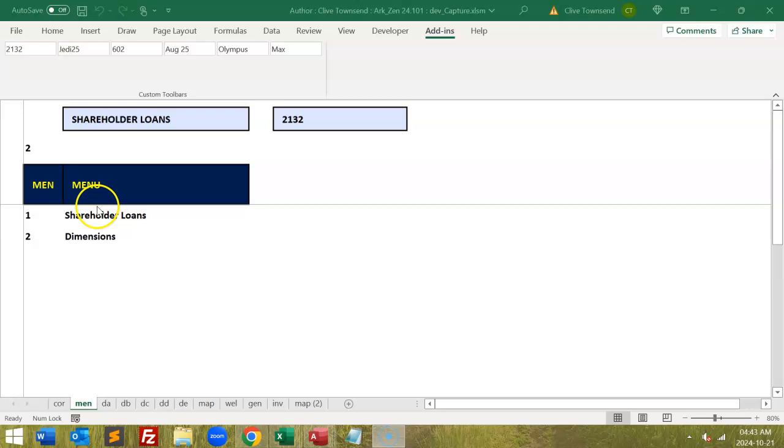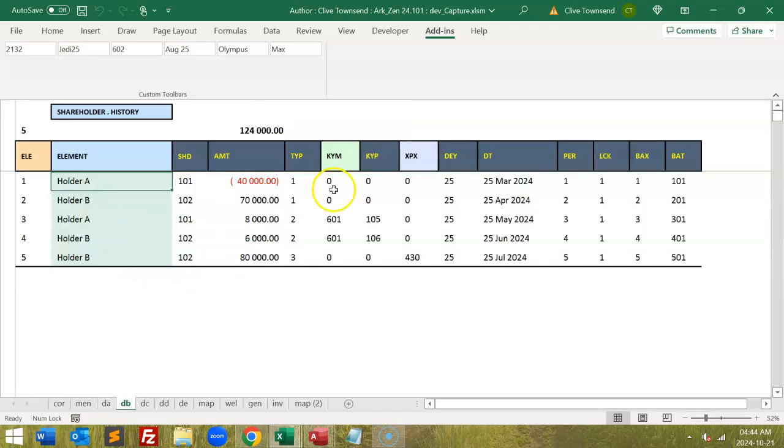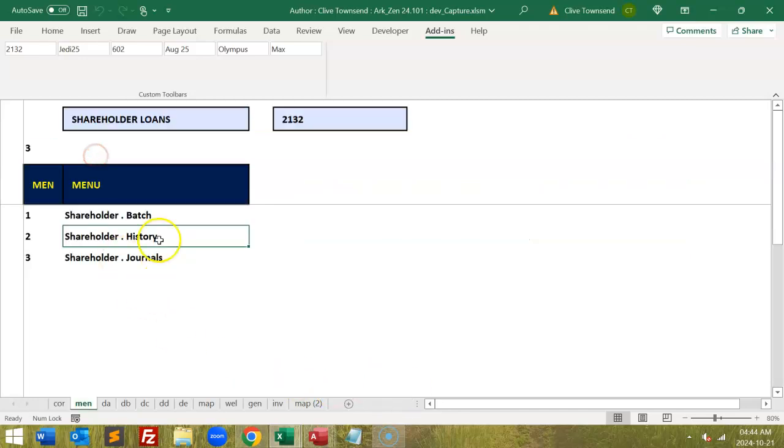So what we're going to do, we're going to go to our shareholders here, and here's our shareholder loans. Now we're in our normal situation of batch, history, and journals. Let me just look at the history here. I had 124,000 in here. These are the various movements. A positive number on this account is a credit, and a negative number is a debit. So shareholder loans have gone up by 124,000. That's our starting position, and now we want to put through some entries.